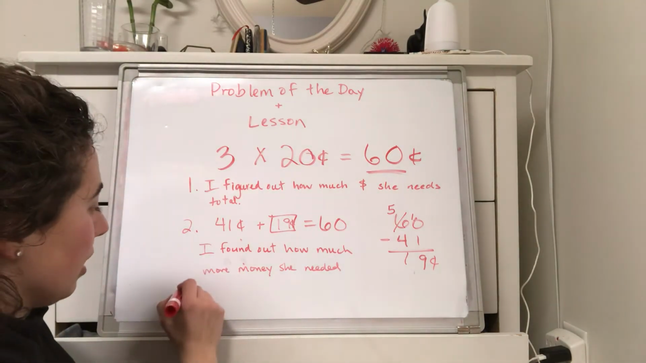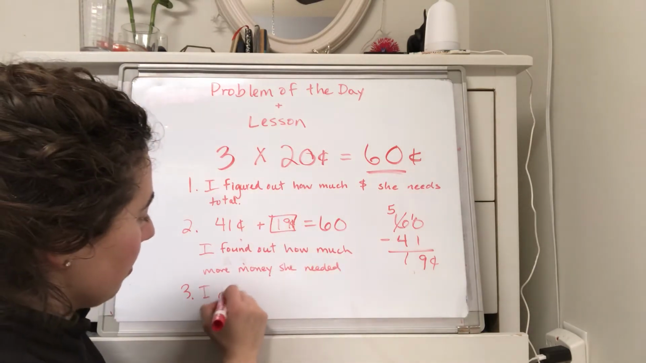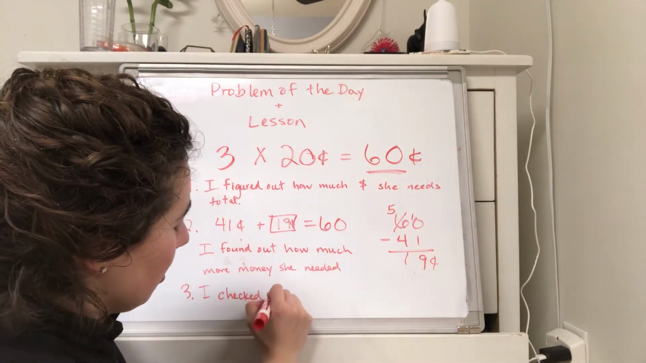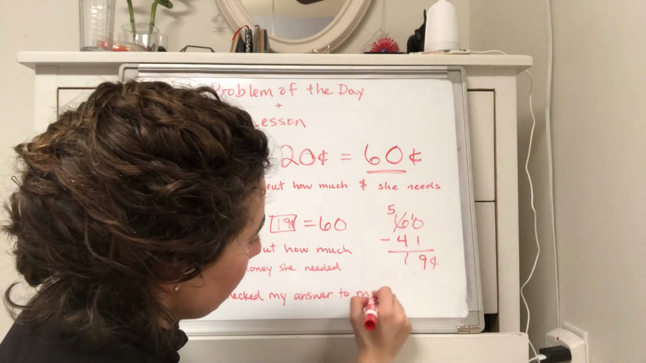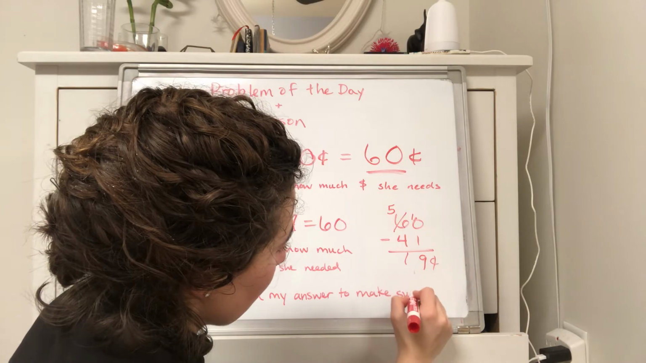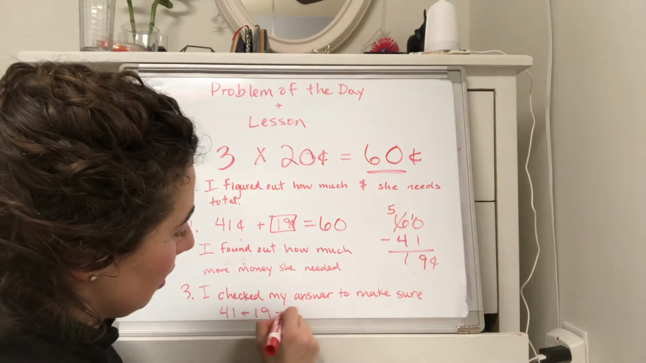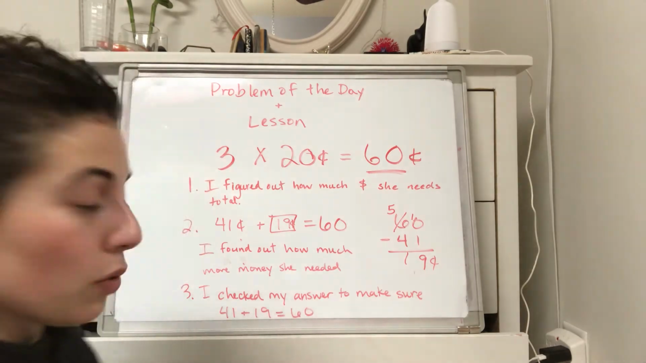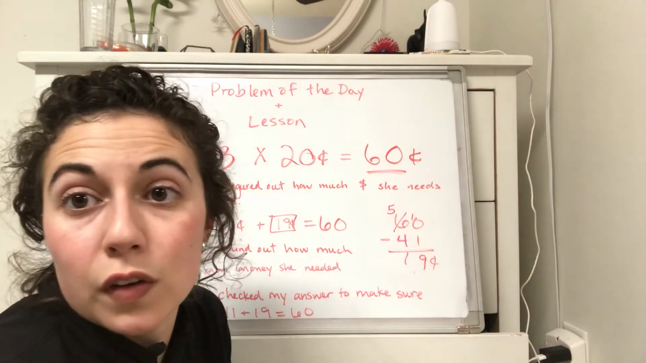finally I checked my answer, and that's what I did when I added the 41. I checked my answer to make sure 41 plus 19 equals 60. Okay, so these are the 3 steps and the process that you should do for your lesson paper.